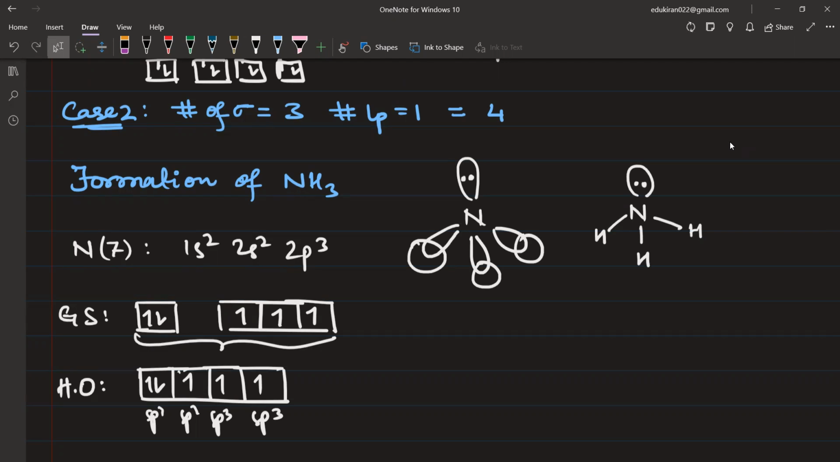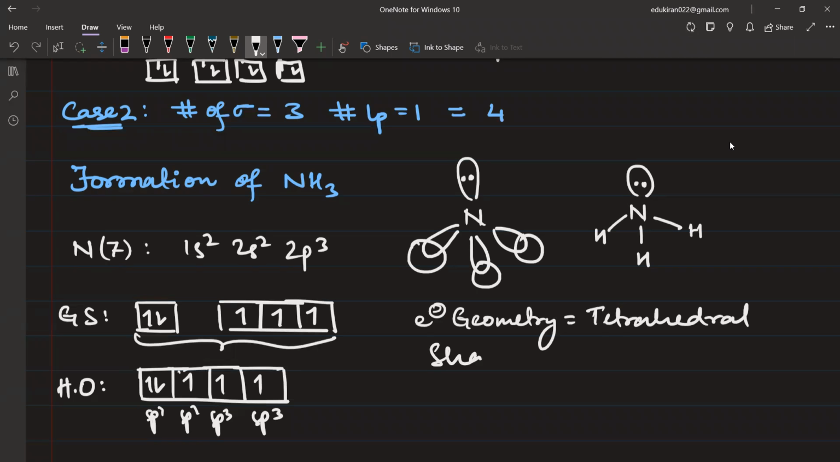Now, the electronic geometry and the shape are different. So, for geometry, you just need to look at the electrons. Where are the electrons present? They are present in a tetrahedral structure. So, the electronic geometry is tetrahedral. And what about the shape of the molecule? The shape of the molecule is going to be pyramidal. As you can see, nitrogen is on top, and below we have, trigonal pyramidal. It is the shape of the molecule.